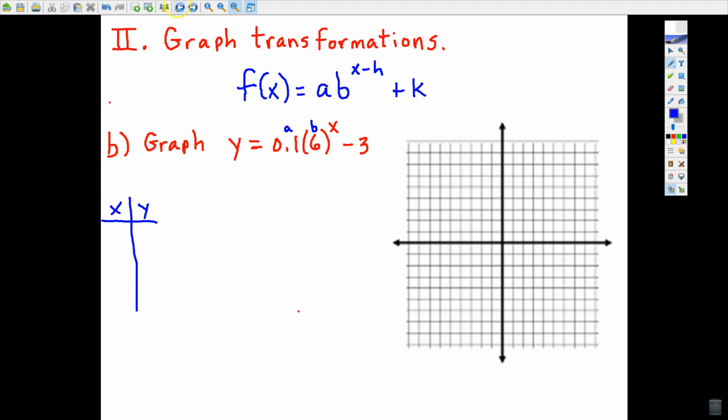So make sure you just show me your parent function first. This is going to be the parent y equals 6 to the x power. Okay, notice I just pulled that out. f of x equals b to the x is the parent. So let's do a table for that first. 0, 1, 1, 6, 2, 36, 6 to the second. And then do the opposites. Negative 1, 1 sixth, negative 2, 1 36.